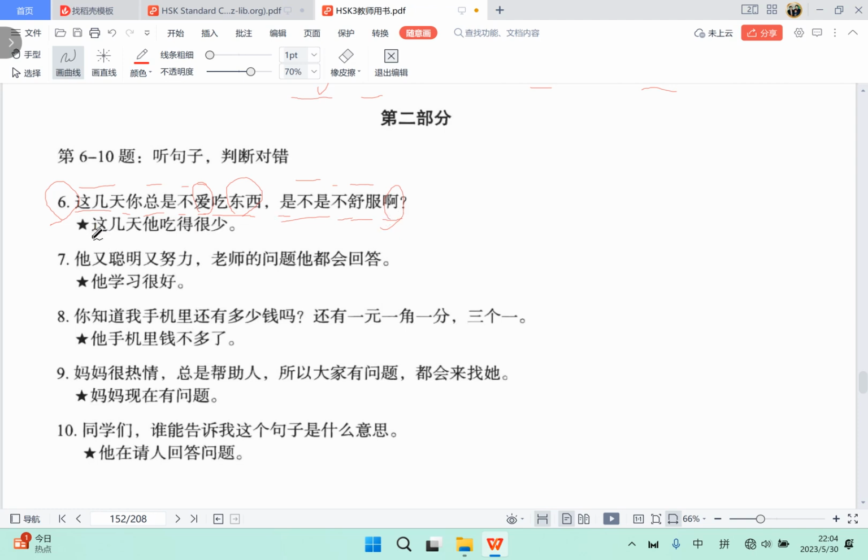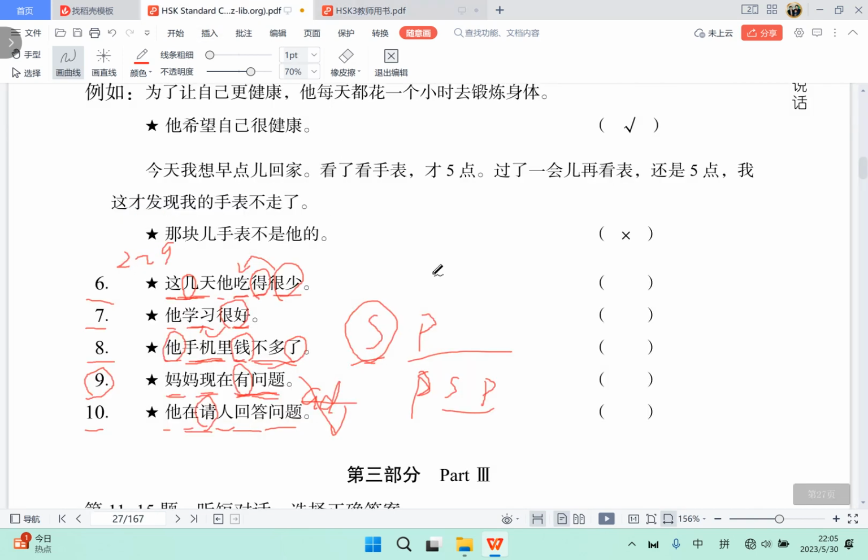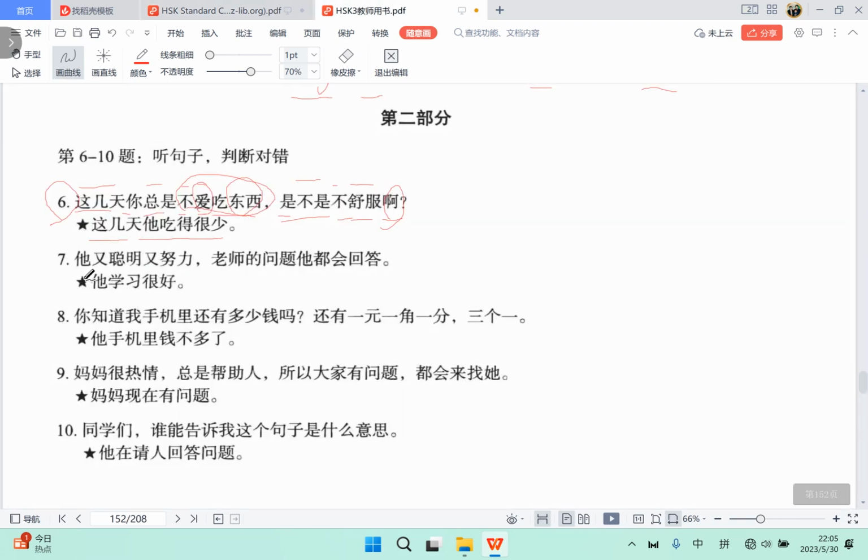Okay, so the statement here is 这几天他吃的很少, so these days he ate very little. Because they asked whether you are not enjoying eating, definitely he's going to eat very little. So 第六题对, it is correct. And number 7, 第七题，他又聪明又努力. So 聪明 smart, clever, 努力 hardworking.